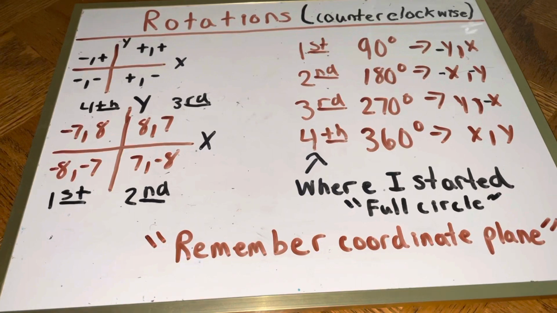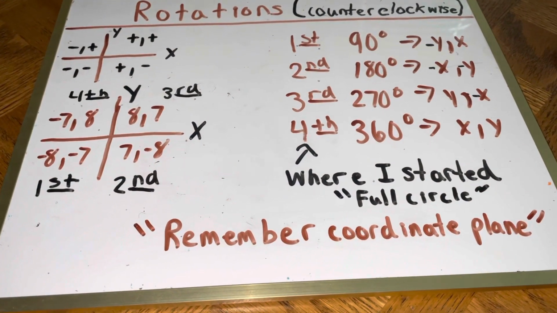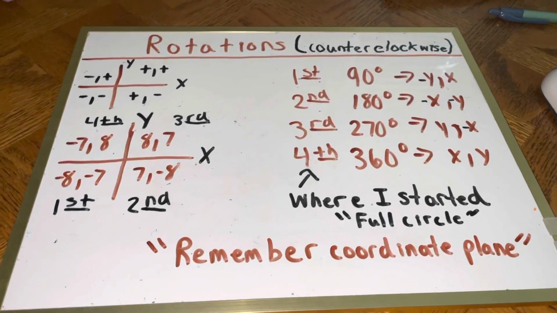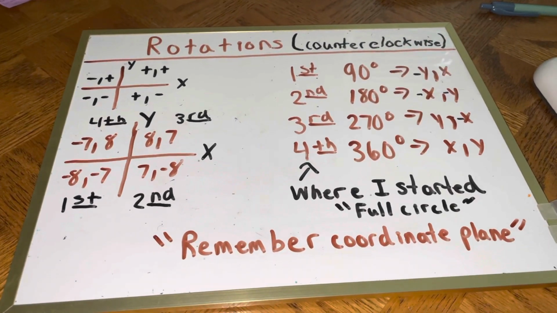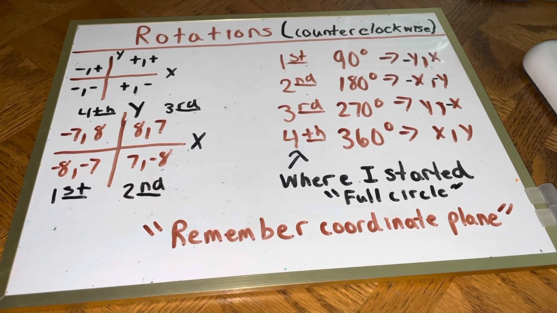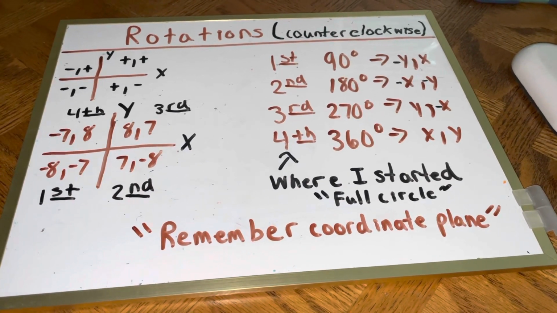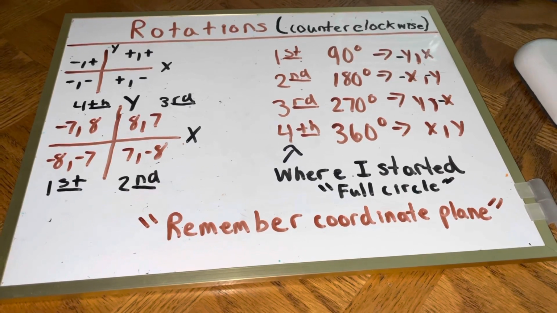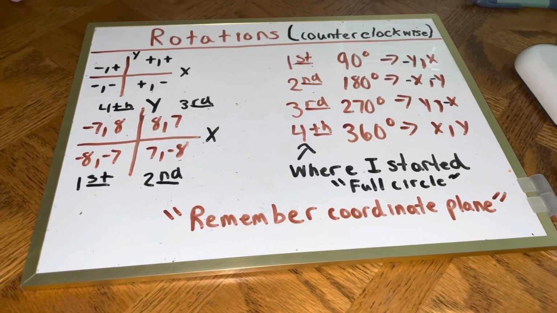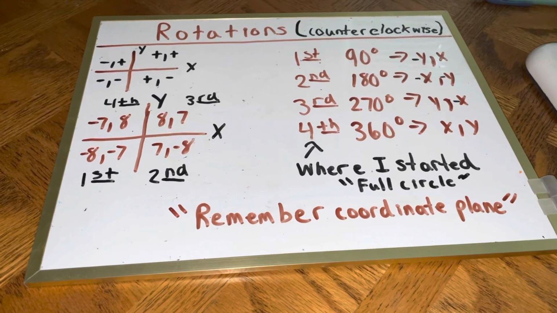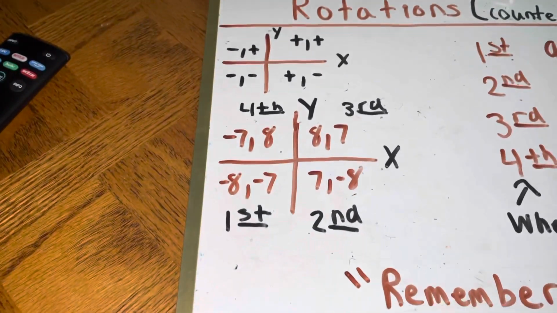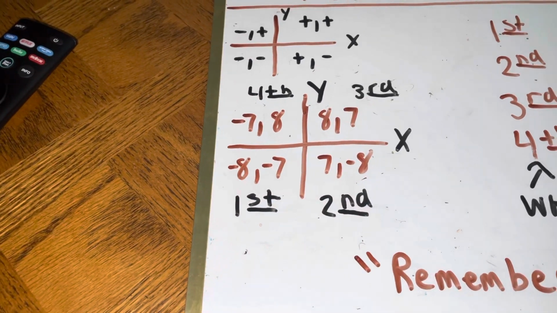Still, when you get to 180 degrees, you have your X and your Y, because that's a half turn, so both signs change. And when we get to our third turn, or 270 degrees, your Y and your X flip, but this time you change the X. And when you get to your fourth and final turn, that's where you started at. So in this example right here, I put fourth because that's where I started.